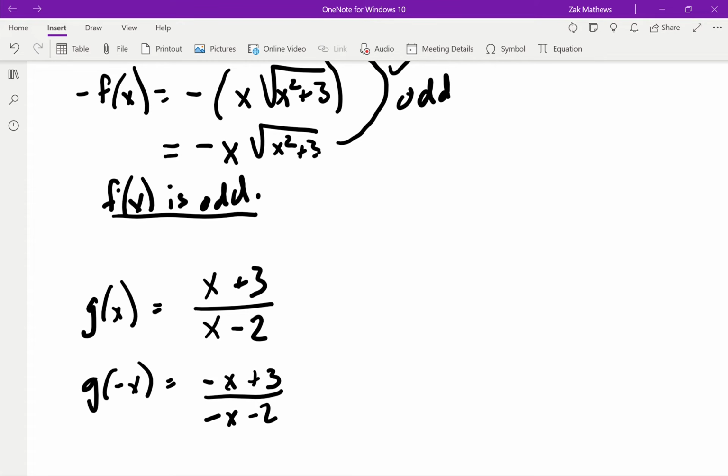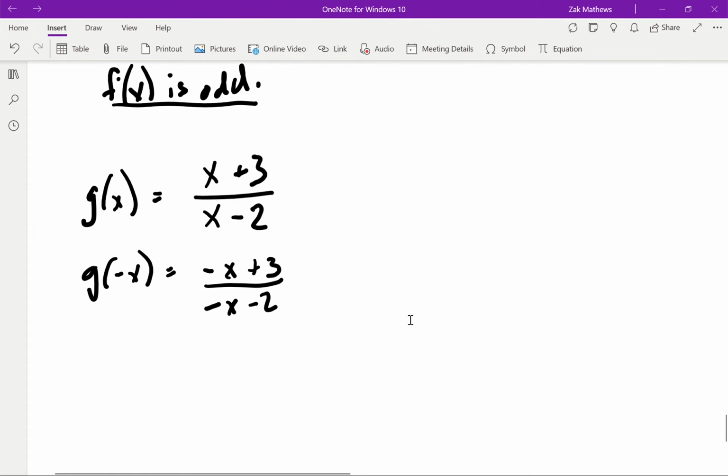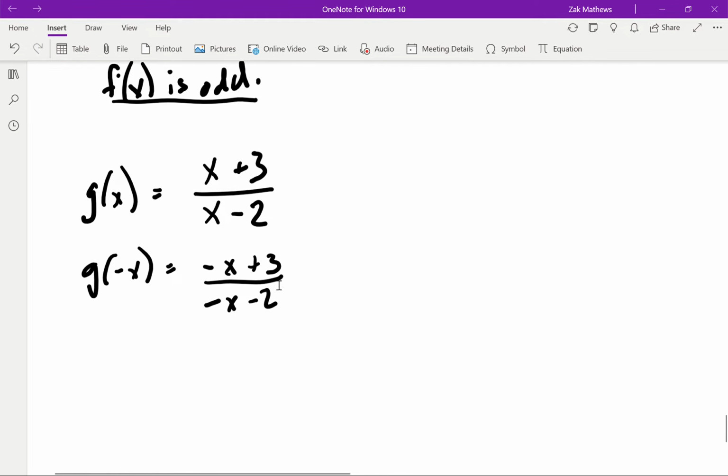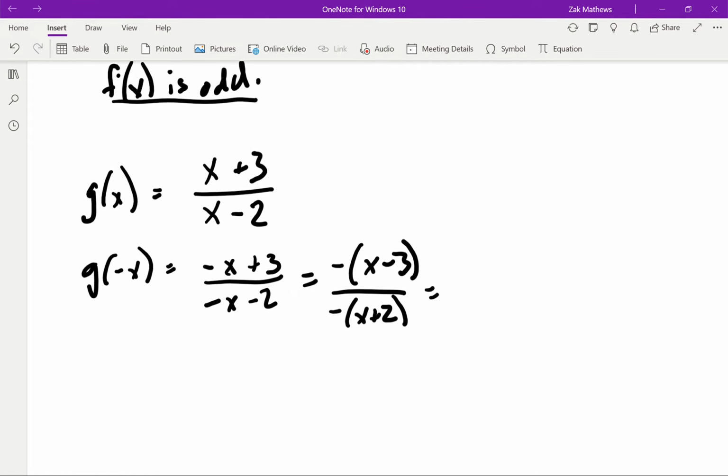Now, this is a rational function. It's a fraction. These we have to be the most careful of because, remember, we can always factor out a negative from top and bottom, and that would be the same thing. So if I were to pull out a negative from top and bottom, we'd have a negative x minus 3 over negative x plus 2. And then we can cancel off those negatives and get x minus 3 over x plus 2.